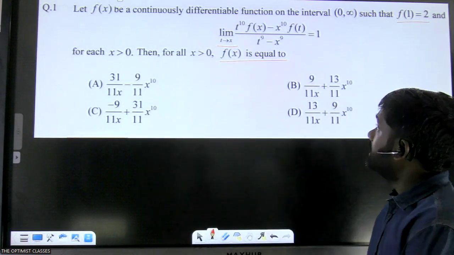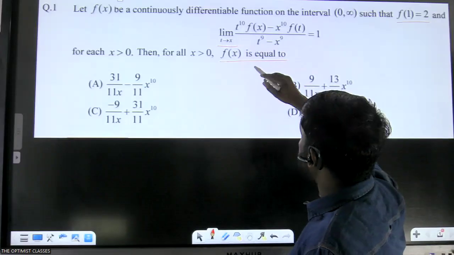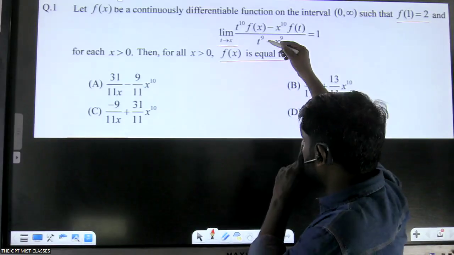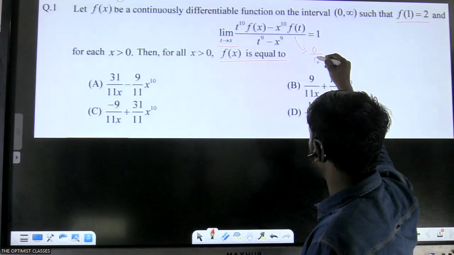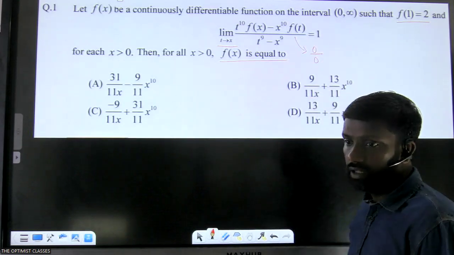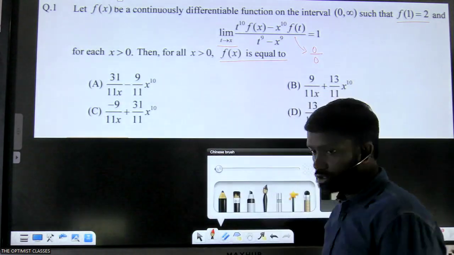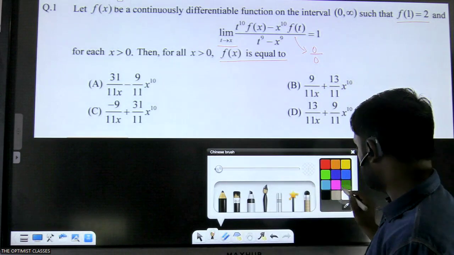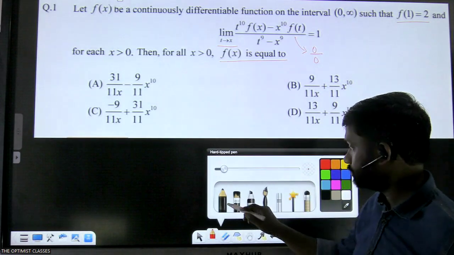Okay. So if you put t tending to x, if you put x in place of t here, you are going to get a 0 by 0 form. Therefore, we can use L'Hospital's rule. Okay. So let's use L'Hospital's rule.